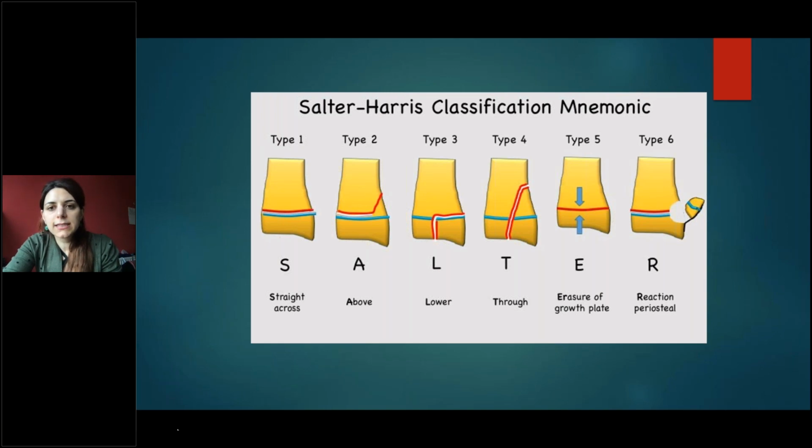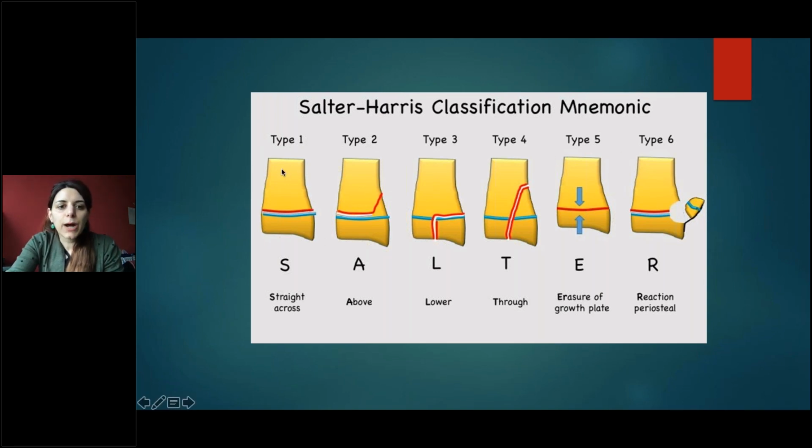So most textbooks would use a Salter-Harris classification that goes between 1 and 5. Some authors include a 6. I felt it would be useful to include it. The severity of these fractures goes up as we go up on the number.